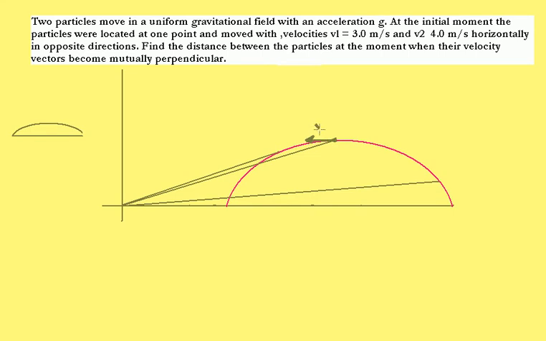Since we have not been told which directions they are, let's assume that to the left is v1, to the right is v2. Two bodies have started moving in a gravitational field, and after some time we have been at a point when their velocity vectors are actually perpendicular to each other. We have been asked to find the distance between the 2 points. So let's assume that these are such points.